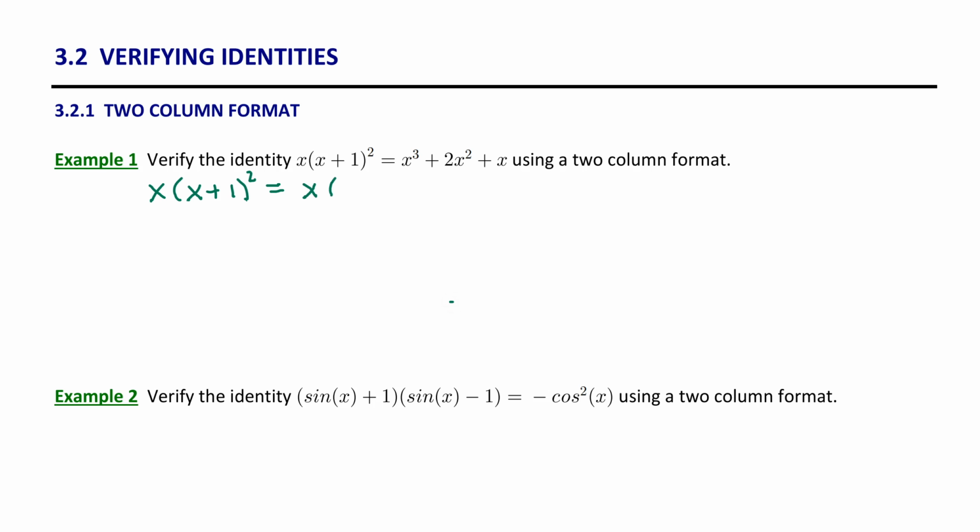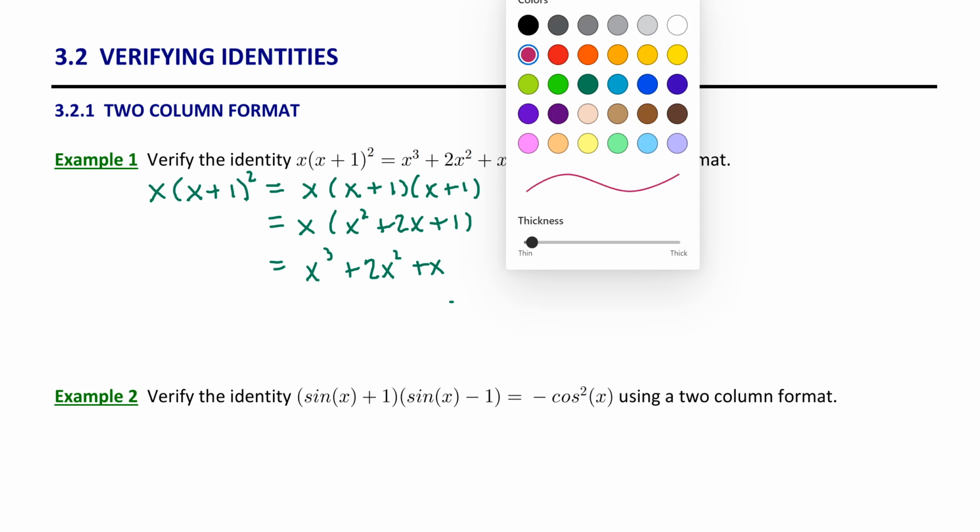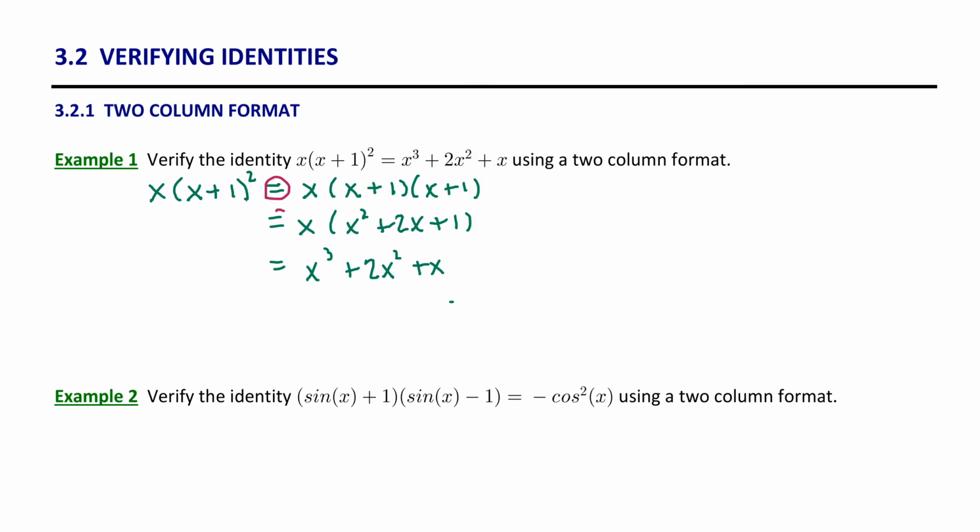So to begin with, I'm going to rewrite that squared binomial as the product of two identical binomials. Then I'm going to use the FOIL process to multiply those two binomials. Then I'm going to distribute the x to get x cubed plus 2x squared plus x. Based on this string of equal signs, we can see that we've taken the expression on the left and transformed it step by step into equivalent expressions until it's finally equal to the original expression on the right side. Thus, we have verified the identity.